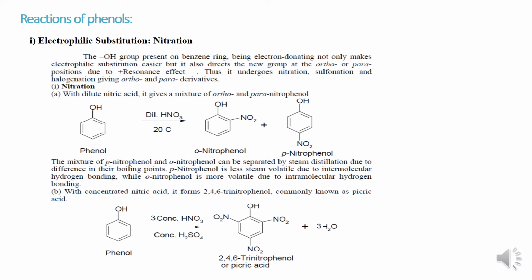Because of this donation, the oxygen which is present in the phenol brings negative charge in that, which will make the ortho and para positions electron rich centers. So normally electrophiles attack or add to the ortho and para positions of phenol only. Okay, meta is an electron deficient center.